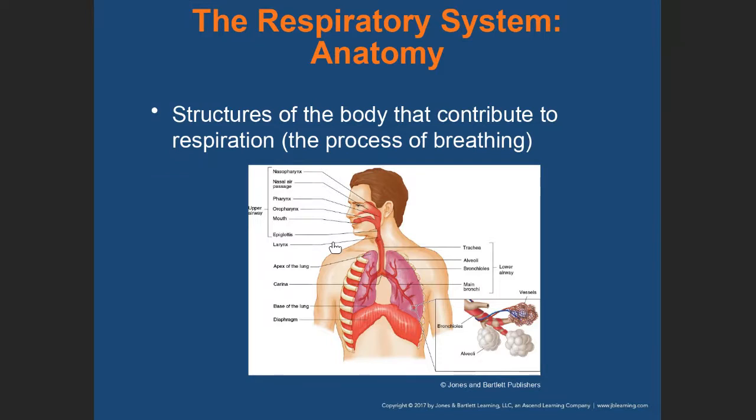That's the pharynx. Now moving on to the lower airway. It starts below the larynx. And then we start to have cartilage located in the air passage.